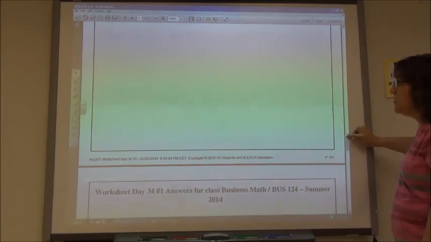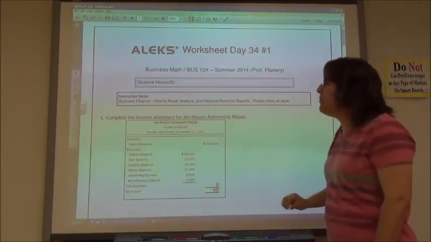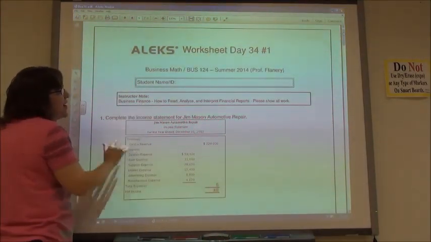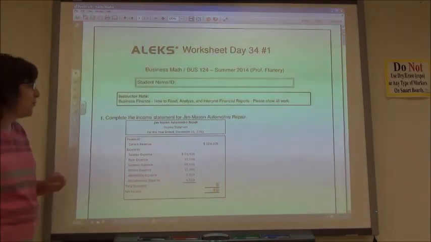And that is the end of the worksheet, day 34. Again, with all these tables, it doesn't let me put very many on a page, so you only have 2 different kind of things here. But under the business finance, how to read, analyze, and interpret financial reports. So if you want to look for those 2 things.